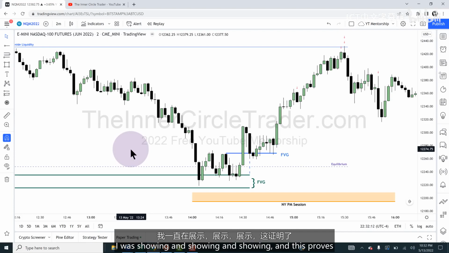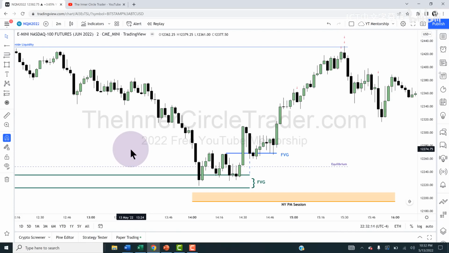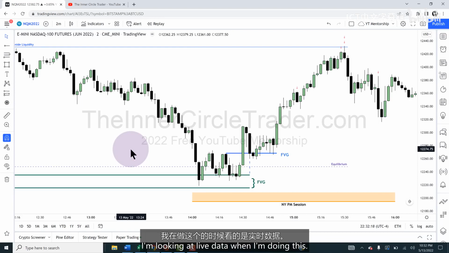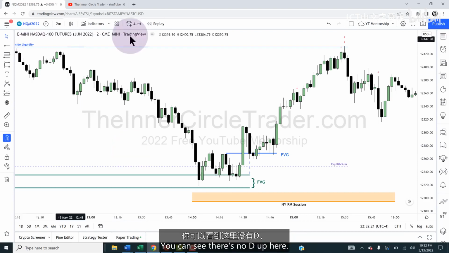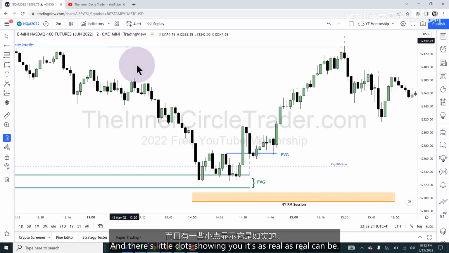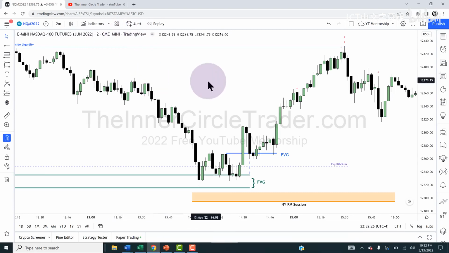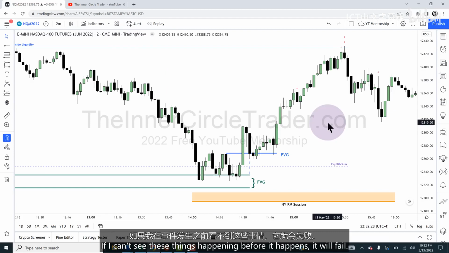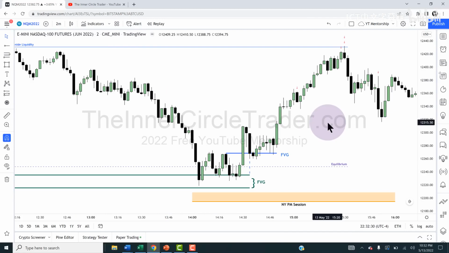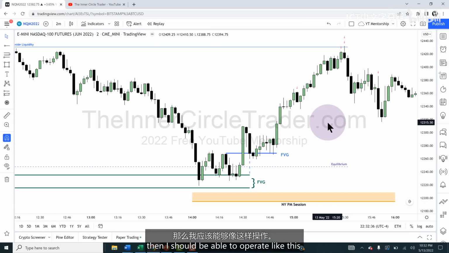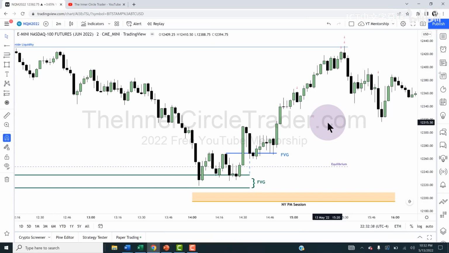I was showing and showing and showing. And this proves concept. It proves that these things work. I'm looking at live data when I'm doing this. This is actually no delay. You can see there's no D up here. There's no little dot showing you. It's as real as can be. Okay. If I can't see these things happening before it happens, it will fail. But if I can see them live forming and I have an understanding what the algorithm is going to do, then I should be able to operate like this.